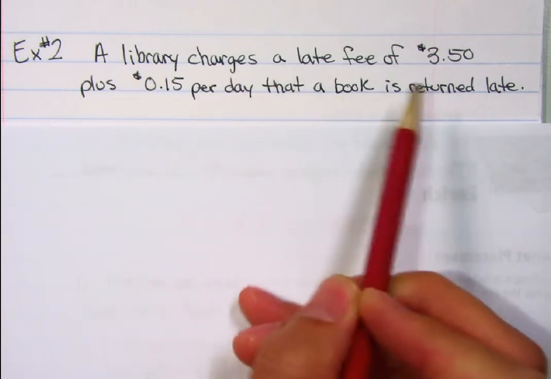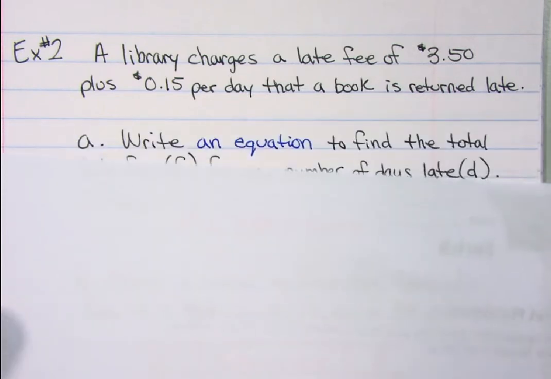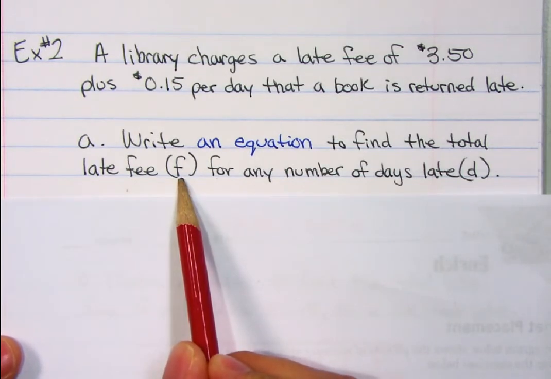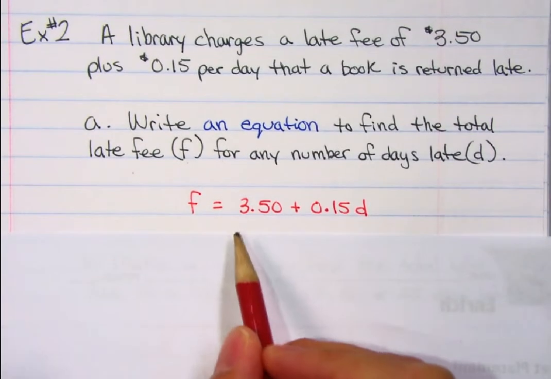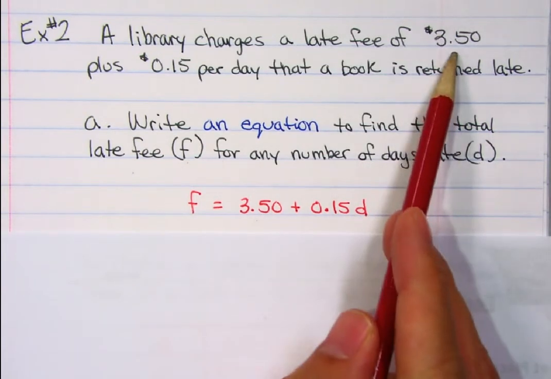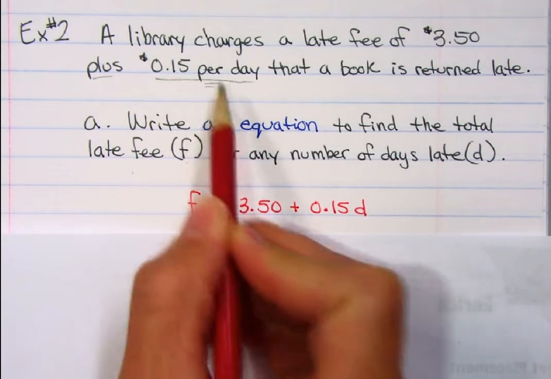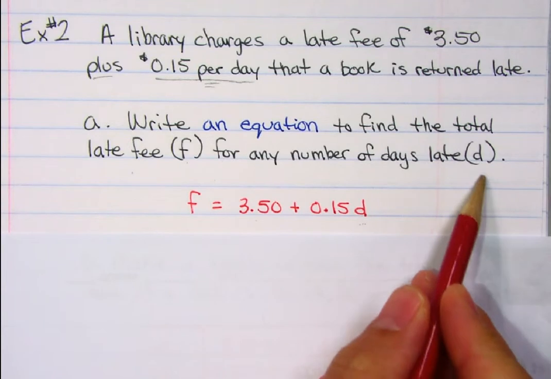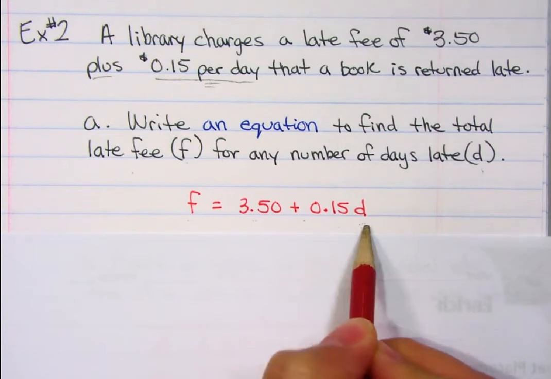Example number 2, and the last example today. A library charges a late fee of $3.50 plus 15 cents per day that a book is returned late. I want you to write an equation to find the total late fee, F. We're going to use a different letter instead of Y for any number of days late, D. So here's my equation. My late fee is equal to $3.50. I have to pay $3.50 if it's late at all. And then on top of that, plus 15 per day. The word per tells you for sure you're going to be multiplying. I multiply by the number of days, which I decided to use the letter D for. So my late fee is equal to $3.50 plus 15 cents per day.